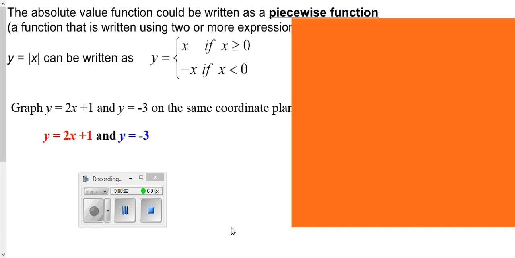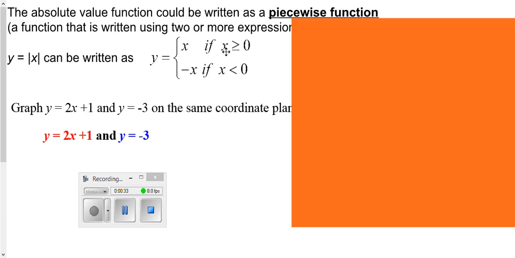We want to go ahead and graph piecewise functions. Now, we had looked at absolute value earlier. An absolute value can be written as a piecewise function. A piecewise function basically has two or more expressions over here. And when you use the top one, it's determined by what types of numbers you're putting in. And when you use the bottom one, it's determined by what types of numbers you're putting in.